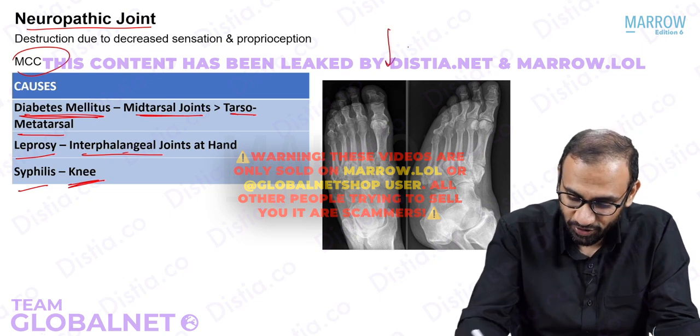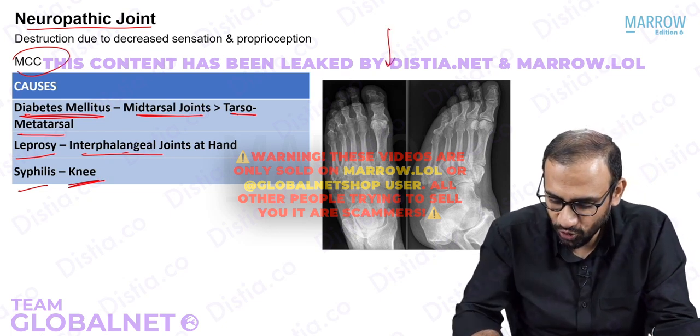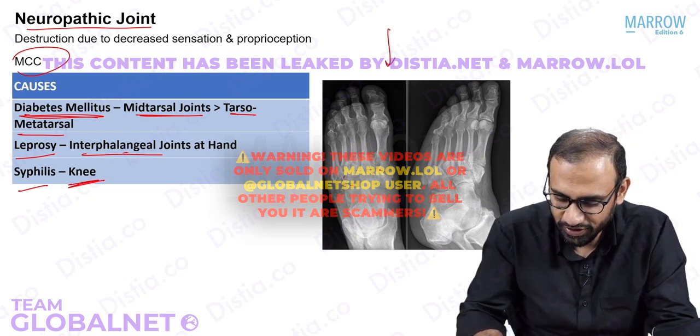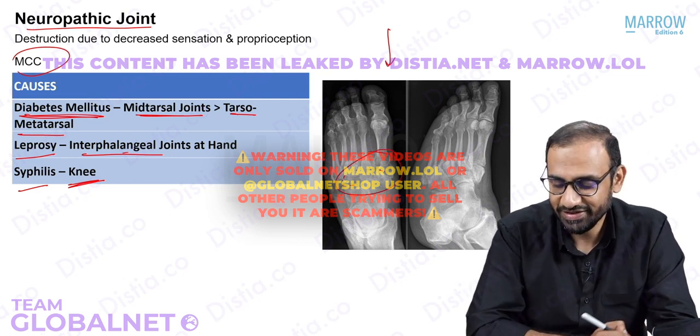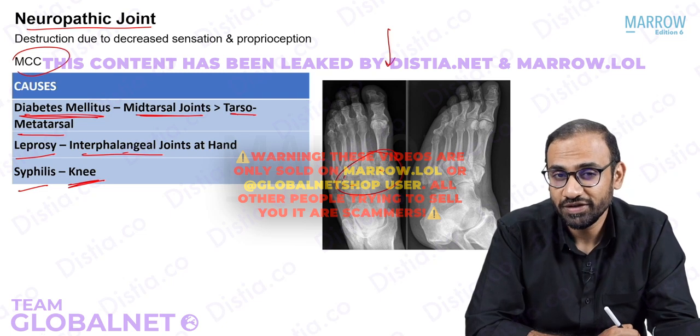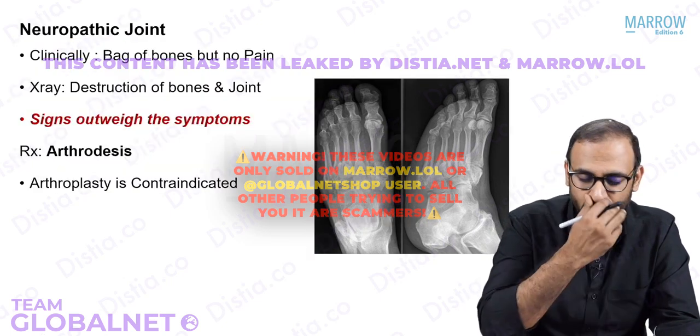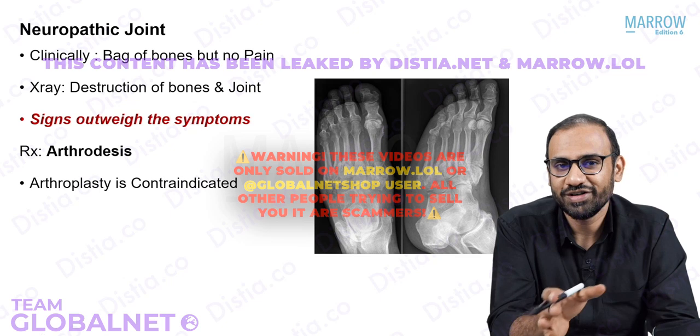So look at this X-ray. What do you see on this X-ray? There is total destruction of the joints here. The mid-tarsal or the tarso-metatarsal joint. This is a neuropathic joint of diabetes. Now, what is the problem here? The problem is not there.